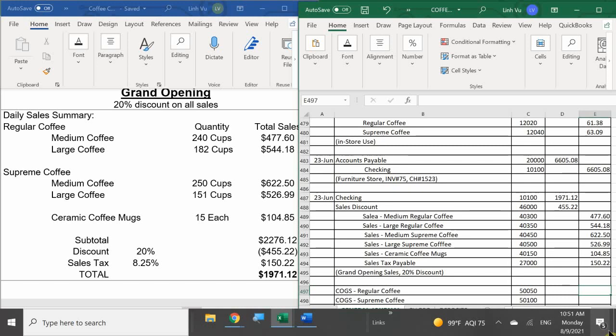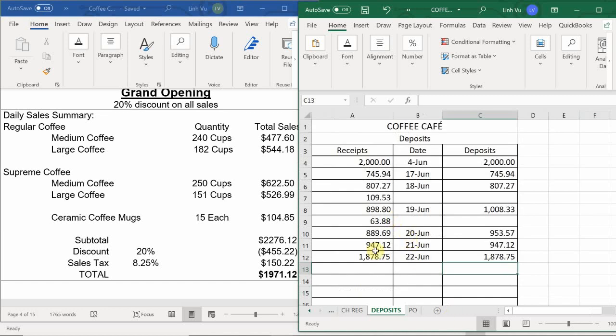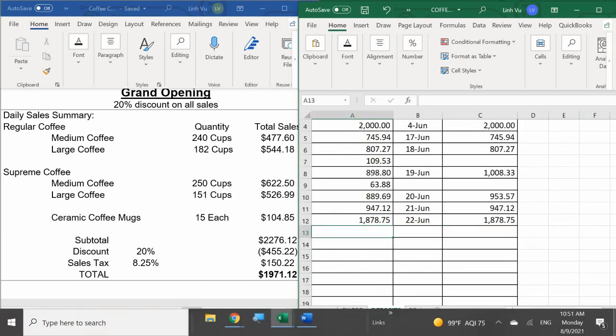Okay. So now that we finished our journal, it's in-store sales grand opening 20%. So now we have to plug our numbers into our ledger, or I can deposit the money now. Usually, I'm going to deposit that money first before I update my ledger, because my ledger is saying I already deposited the money. So in this case, I'm going to deposit my $1,971.12 into my bank account. Plus, I need that money now so I don't overdraft my bank account.